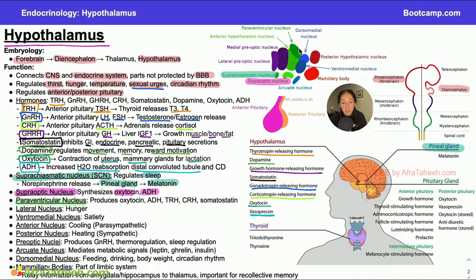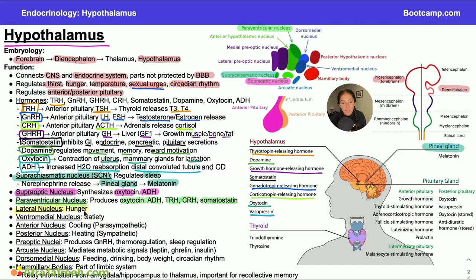Our paraventricular nucleus, located right over here on your diagram, is also going to be partially responsible for producing oxytocin and ADH, but as opposed to our supraoptic nucleus, which just produces oxytocin and ADH, our paraventricular nucleus has a few additional roles as well, and is going to produce TRH, CRH, and somatostatin as well. So all of these hormones that we've talked about up here, TRH, CRH, somatostatin, ADH, and oxytocin, are going to be partially synthesized by your paraventricular nucleus. Next, we'll talk about your lateral nucleus, and your lateral nucleus actually is not imaged on your diagram. However, it is going to be important for regulating hunger.